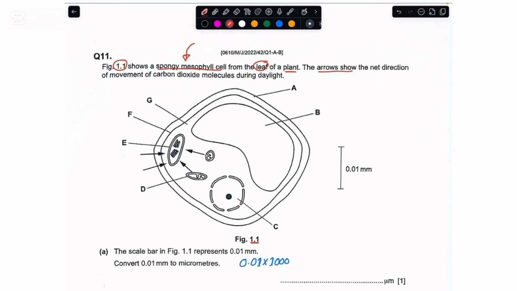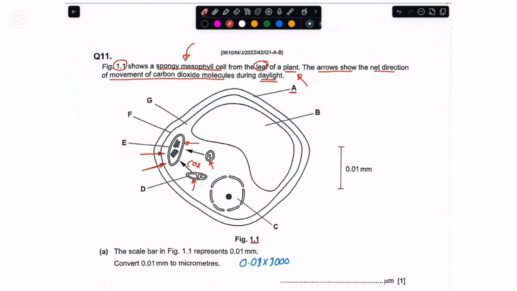They say the arrow shows the net direction of the movement of the carbon dioxide molecule during the daylight. So you see here these arrows are indicating that the carbon dioxide has come from the external environment into the air spaces that we have in the spongy mesophyll cells. And these organelles indicated by the letter D are the mitochondria. They would respire. They would also release carbon dioxide gas, and that too would be utilized by these chloroplasts. So this is what they have mentioned in the statement of the question.